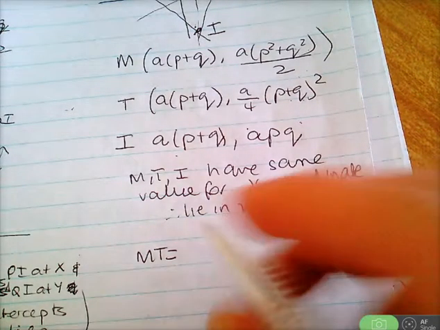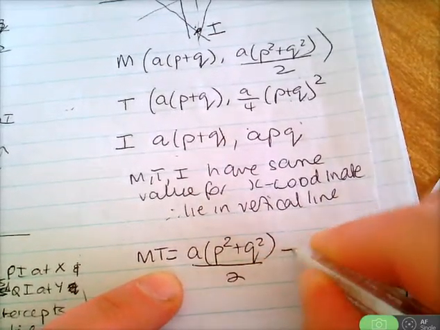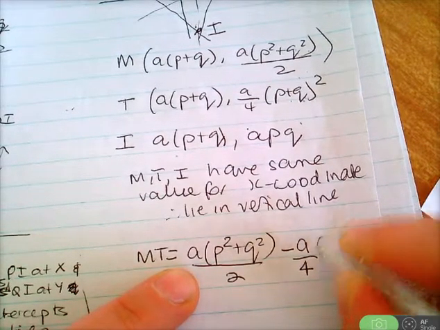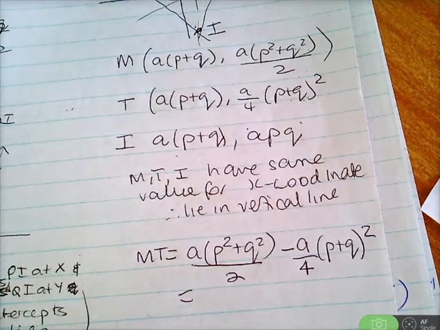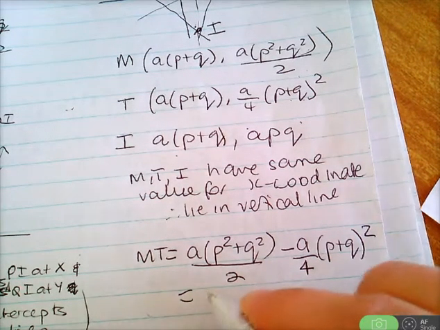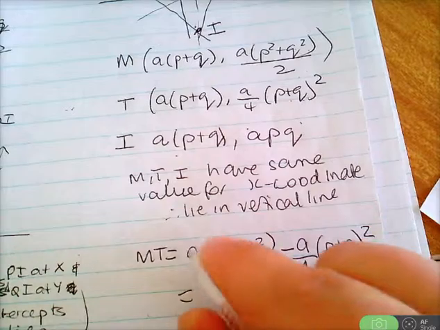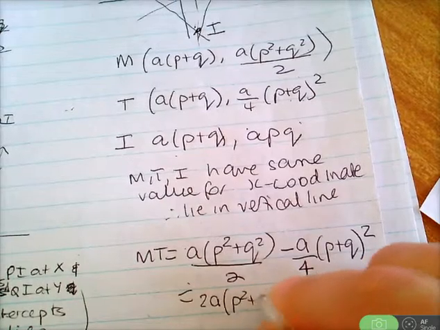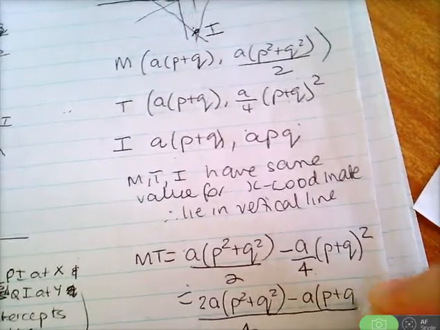Yep. Okay. So MT will be A bracket P squared plus Q squared over 2 minus A over 4. Is that right? P plus Q all squared. Now, girls, we're not going to be able to add or subtract anything like that until the denominators are the same. So what should I do? Girls, this fraction's over 2, this one's over 4. What'll I do? Multiply this fraction by 2 on 2. So I get 2A bracket P squared plus Q squared over 4. Now it's all going to be over 4 minus A bracket P plus Q squared.